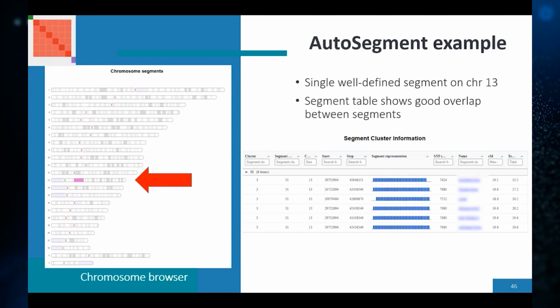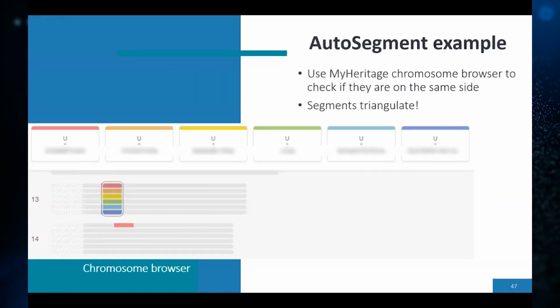If you now look, you see information about the positions, and I will go into more detail later on, but this is just to show you that this is a single segment cluster. You can see that they are overlapping quite nicely in the segment representation. You see those bars here, and the SNPs and the number of centimorgans. Of course, I took a very nice example, but if you would take this example, you would go to the MyHeritage chromosome browser, fill in the names that are linked to these segments, and check if they are on the same side. Voila, these all triangulate. So this is fantastic.